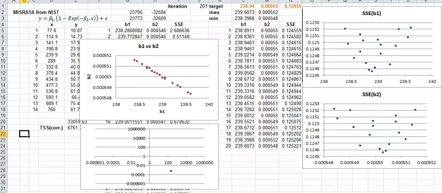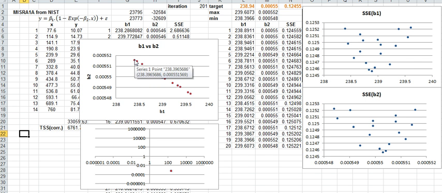This is an example of using the stochastic funnel algorithm, which is an evolutionary algorithm, to find the best parameter estimates for the MISRA1A model from the NIST. The model is given here, an exponential model. What we've got here is a series of plots.